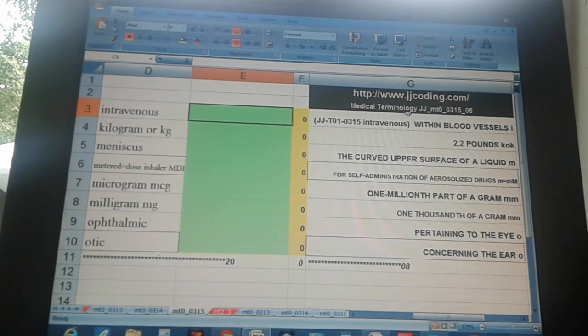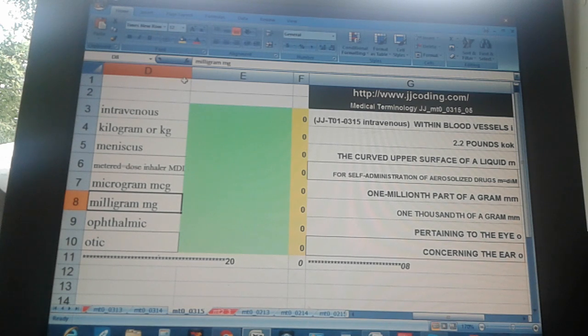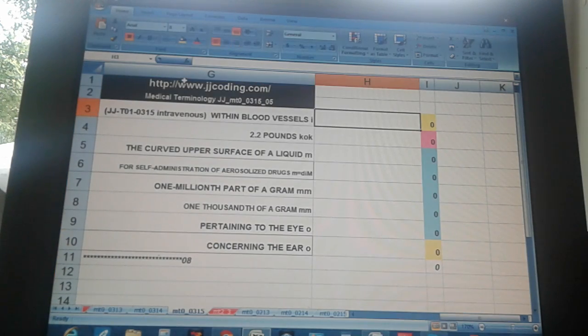Medical terminology, JJMT003-1505. Okay, first the pronunciation. Intravenous. Kilogram or kg. Meniscus. Metered dose inhaler or MDI. Microgram or mcg. Milligram or mg. Ophthalmic. Otic. Okay, now the meanings.